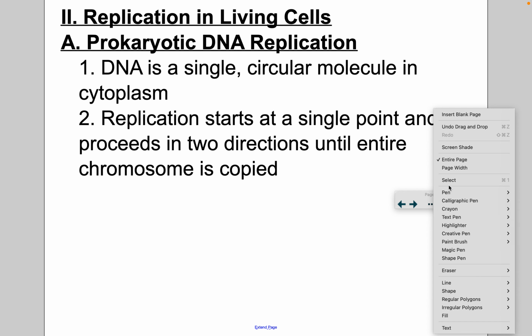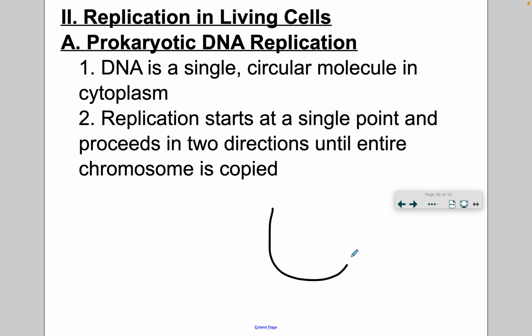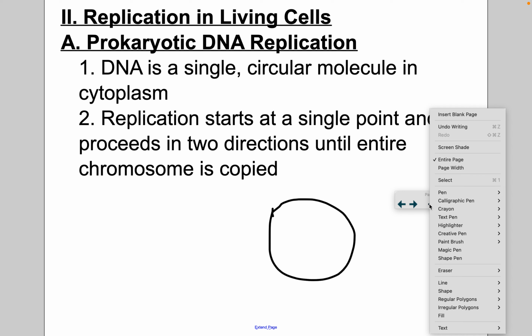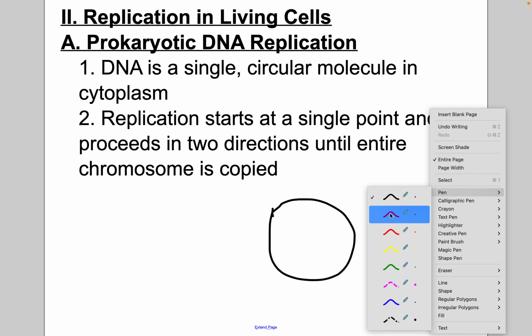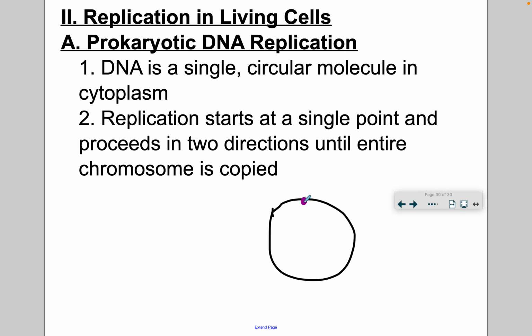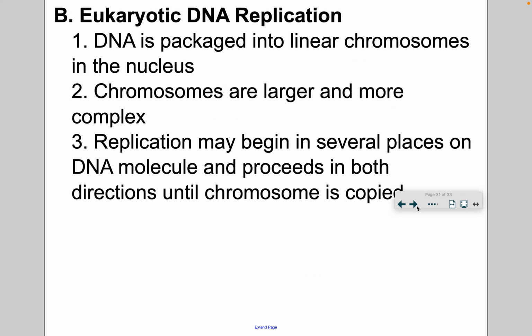So I'm going to draw a picture. Let's say this is my circular chromosome. I'm going to use purple. So it's got an origin, one spot. It starts at a single point. And DNA polymerase will go this way, and another DNA polymerase will go that way, and they'll meet, and then you end up with two strands that are identical to each other.